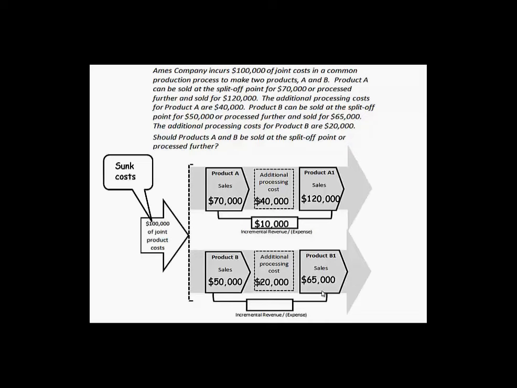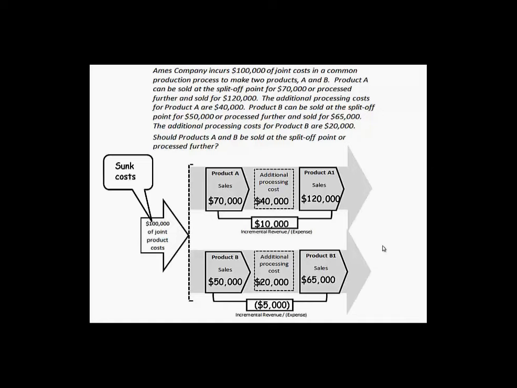Now when we do the calculation, our sales for product B1 would be $65,000 minus our sales for product B, $50,000. That means we would have incremental revenues of $15,000. From that, we would subtract out the additional processing cost of $20,000. In this case, we would have a negative. We would be incurring more in incremental expenses than we would be receiving in incremental revenue.